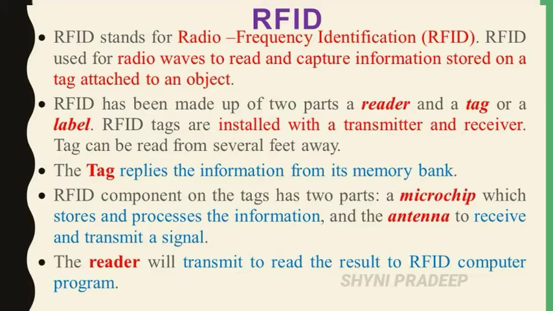The tag can read the data from several feet away and it replies with the information from its memory bank. This tag has two parts, microchip and antenna. The processed information will be stored in the microchip and the antenna is used to receive and transmit signals. And the next part is the reader. The reader will transmit the read result to the RFID computer program.